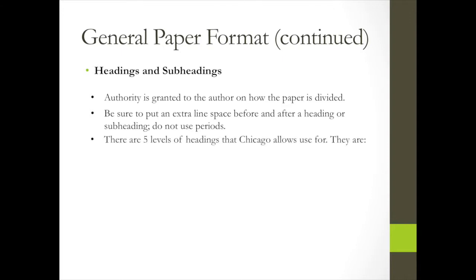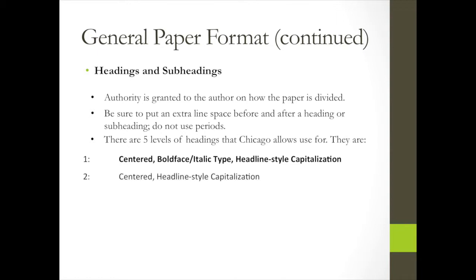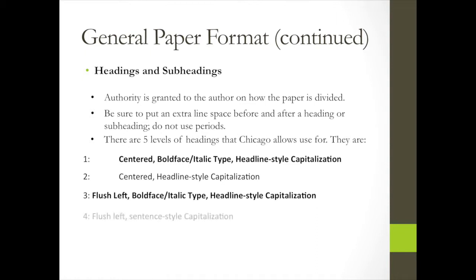There are 5 levels of headings that Chicago allows the use of, and I'm going to list them with the proper way that they're formatted. So a level 1 heading is centered and in either boldface or italic type, and has headline style capitalization. A level 2 heading is centered, has headline style capitalization, but is not bold or italicized. A level 3 heading is flush left with boldface or italic type and headline style capitalization. A level 4 heading is flush left with just sentence style capitalization.